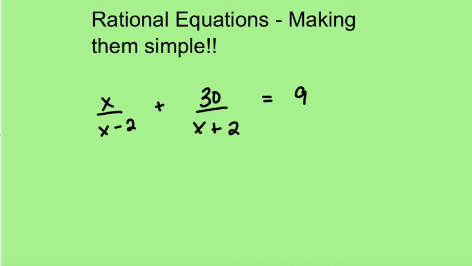Hi everyone. So today I'm going to be talking about rational equations and how to make them simple.